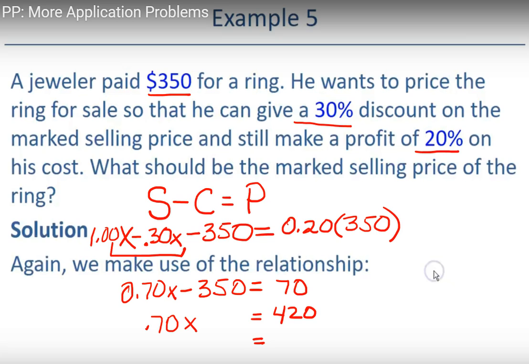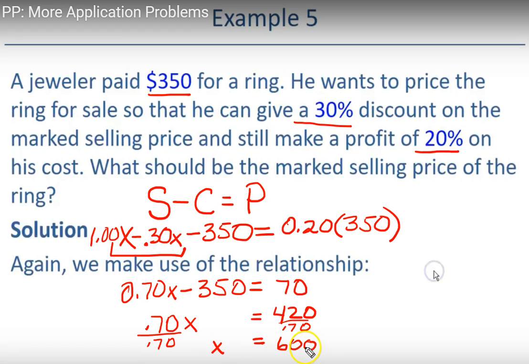Now we're going to divide both sides by .70. And so divide by .70, and we get X is $600. So when a client goes to a store and sees that the ring is $600, but they're giving them a 30% discount, that makes them feel pretty good.